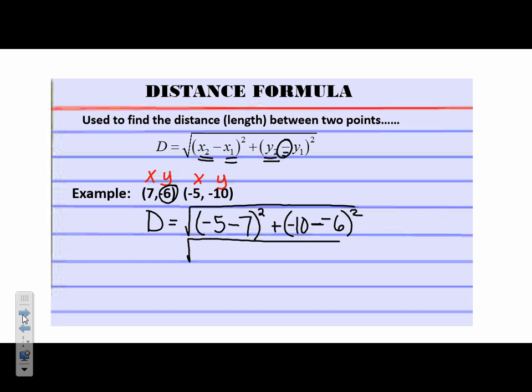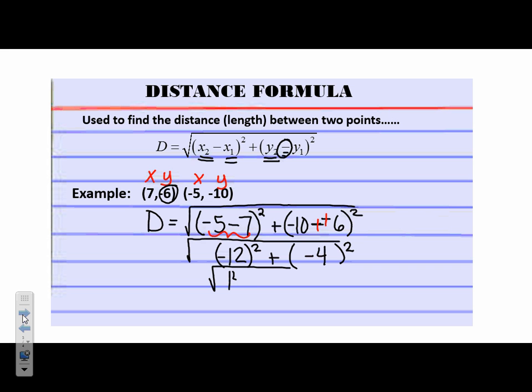What is -5, starting with the parentheses now, -5 minus 7 is -12. We have -12 in the parentheses squared, plus -10 subtract -6. Now's the time when you might say, hey, a subtracted negative, that's like adding here. -10 plus 6 is -4, still squared.